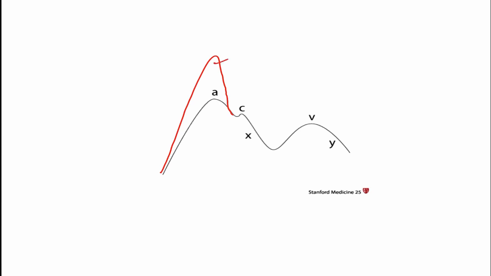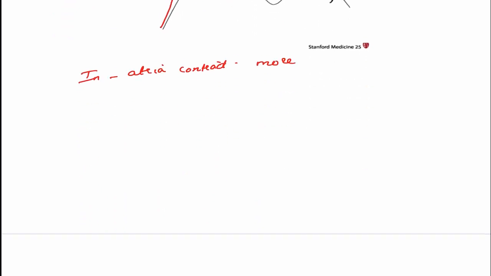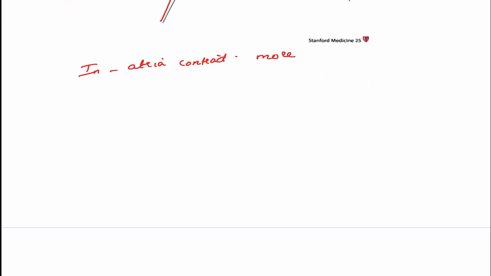In what case? What is the A wave? A wave is the atrial contraction, which is related to atrial contraction. So in any case, atria has to contract more. If there is any pathology where atria has to contract more, then the A wave will rise, because the pressure will rise. When atria is contracting more forcefully, then the A wave will rise. And what is the condition which can cause the atria to contract more forcefully?